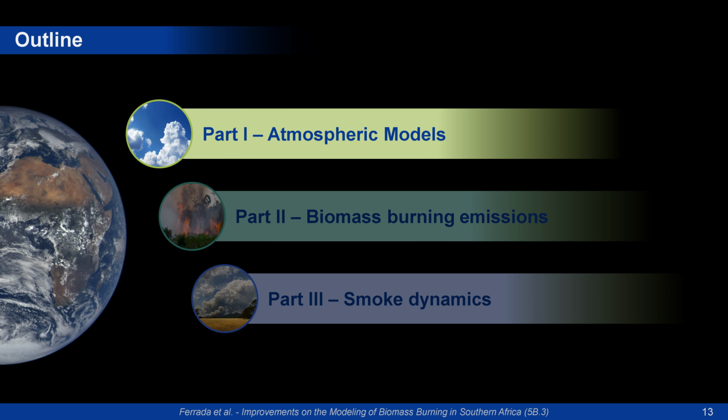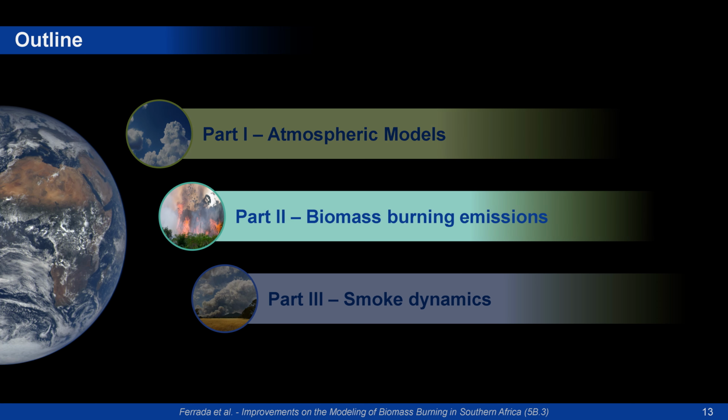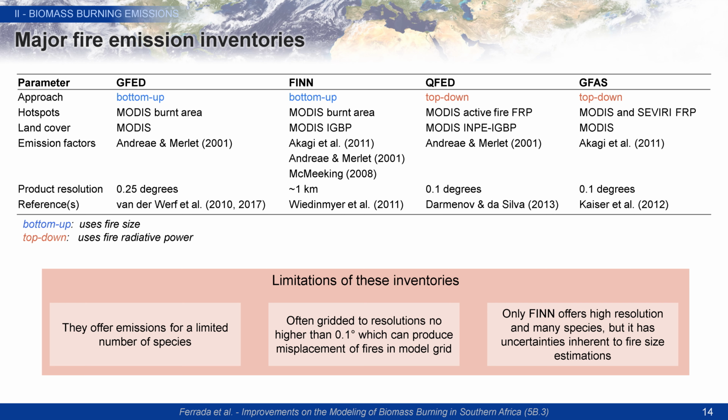After this brief history of the models and description of how they work, I will go now to part 2 to discuss biomass burning emissions. As I mentioned before, there are many biomass burning emission inventories. Here you see 4 major ones. All of them use the MODIS active fire product to locate and estimate emissions. Some of them, such as GFED and FIN, use estimations of burned area to estimate emissions, while others like QFED and GFAS use the fire radiative power.